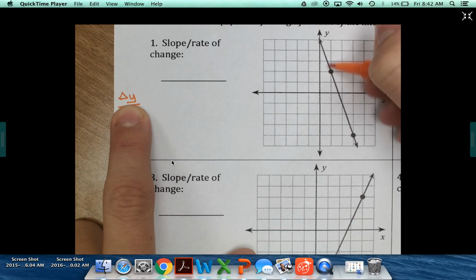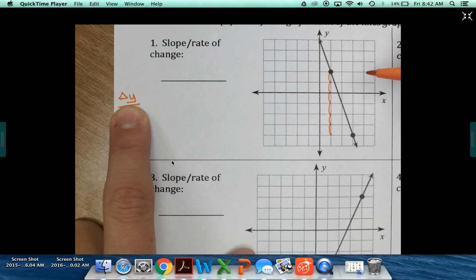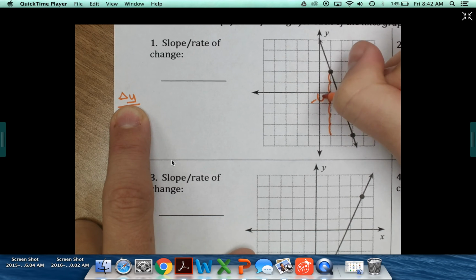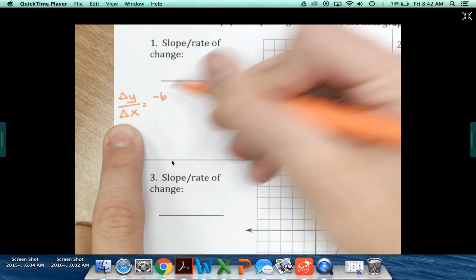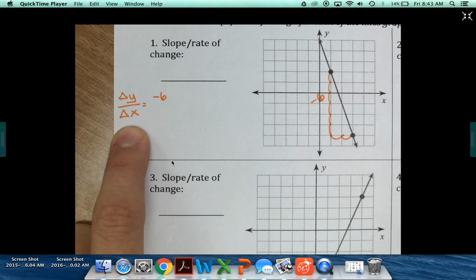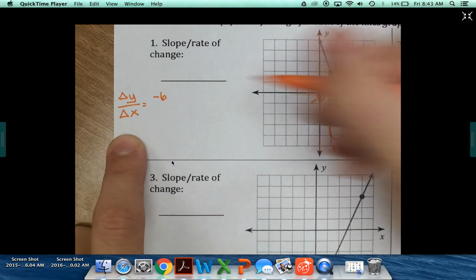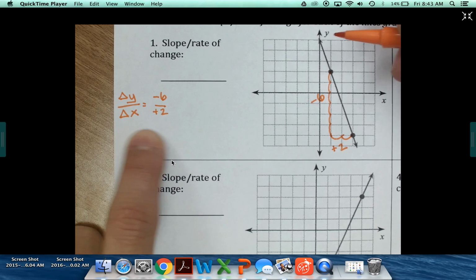So on my y-axis, that means from this point I'd have to go down 1, 2, 3, 4, 5, 6. I went down 6, so that's negative 6. My change in my y was negative 6. Now for my x, from here I've got to go to the right 1, 2. Moving to the right's positive, a positive change of 2. So my change in x was positive 2.